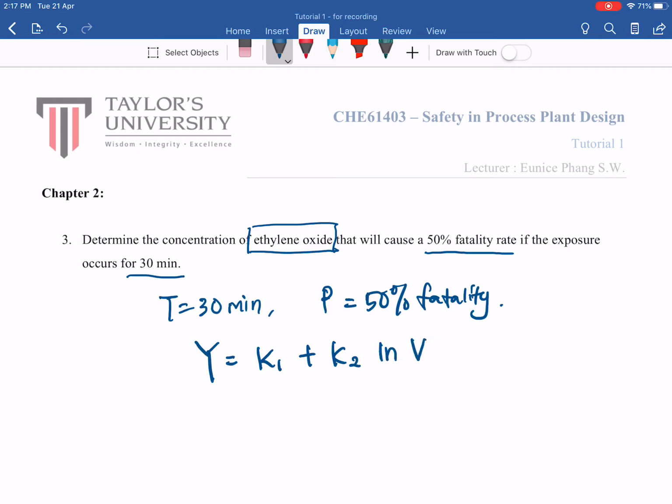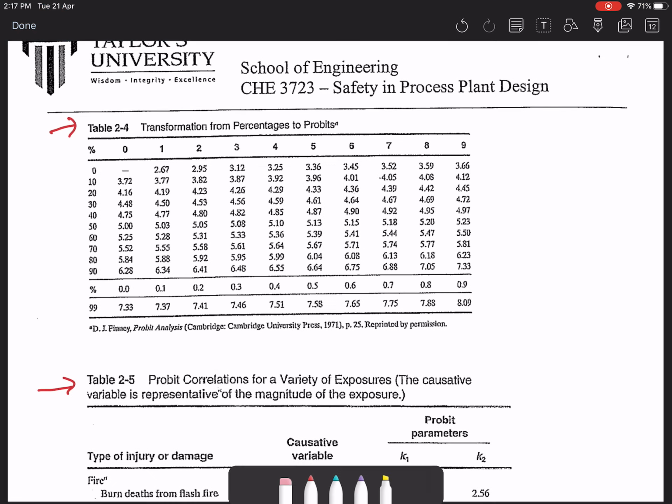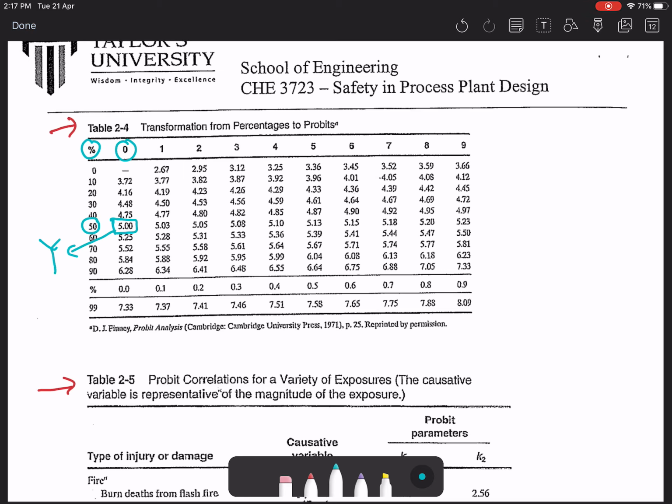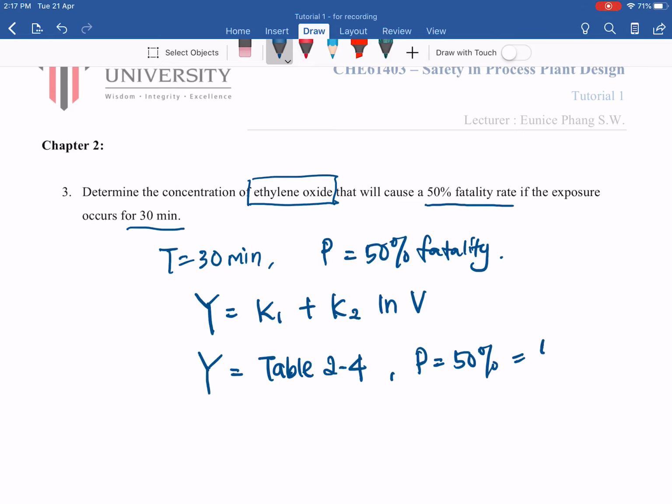So the Y value we can get from Table 2.4 at P equals 50%. Let's take a look at Table 2.4. So here we are. These are the P values. This percentage here is the percentage of, be it fatalities or anything, for us to calculate the probit value. So 50%, 5, 0. This is our Y value. The probit value here is 5.0. So let's put it back here. This is 5.0.